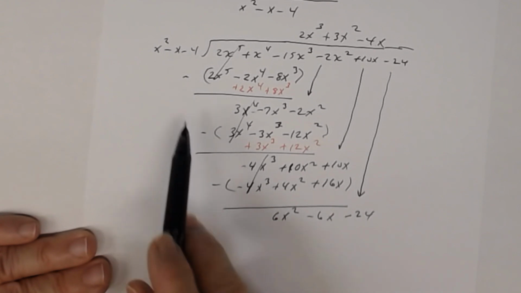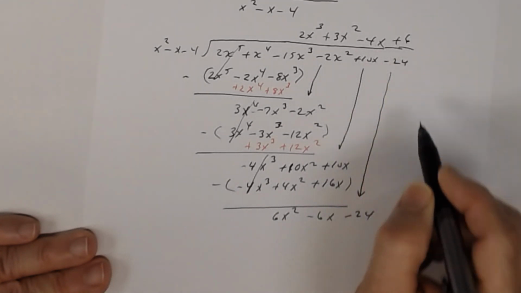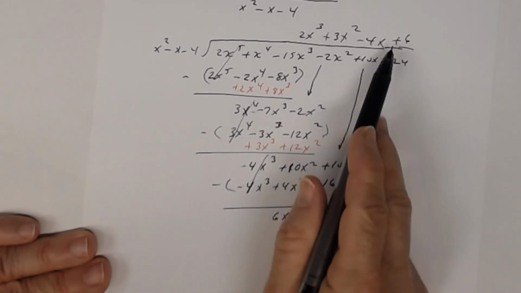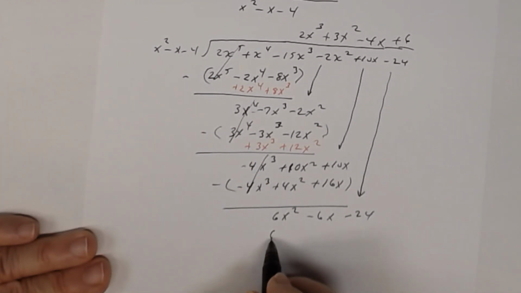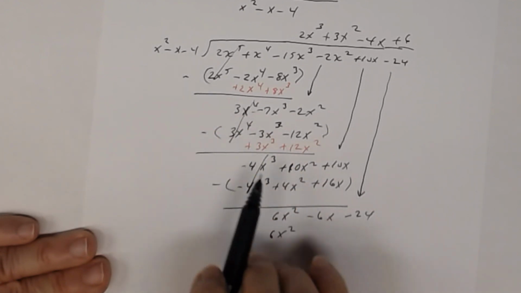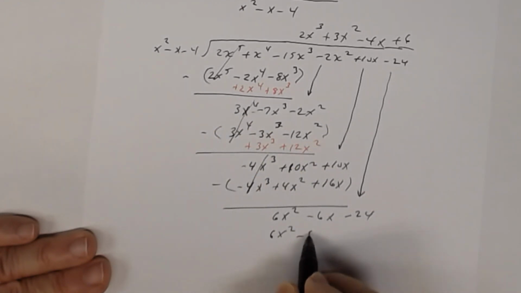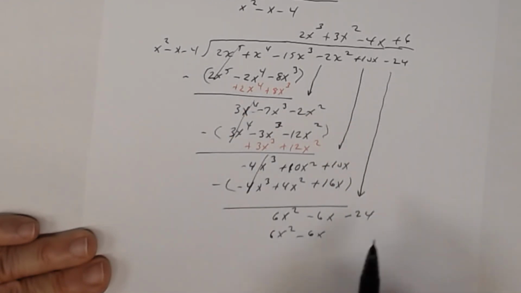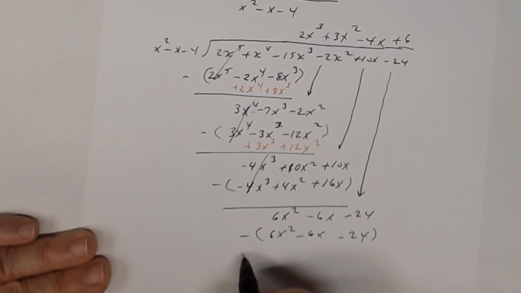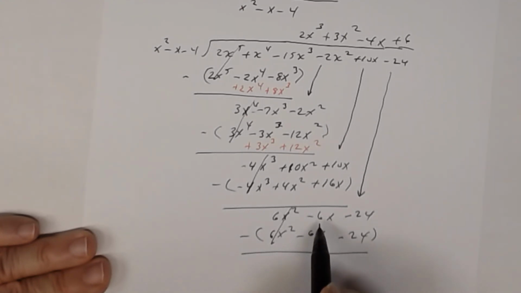6x squared divided by x squared is 6. That's plus 6. And then you do the multiplication. 6 times x squared is 6x squared. 6 times a negative x is a negative 6x. 6 times a negative 4 is a negative 24. And then you subtract. 6x squared subtract 6x squared is 0. A negative 6x subtract itself is 0. A negative 24 subtract itself is 0. So the remainder is 0.